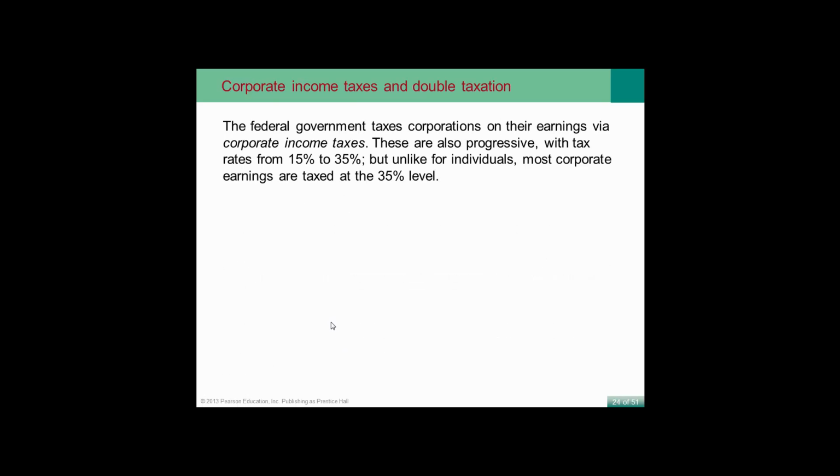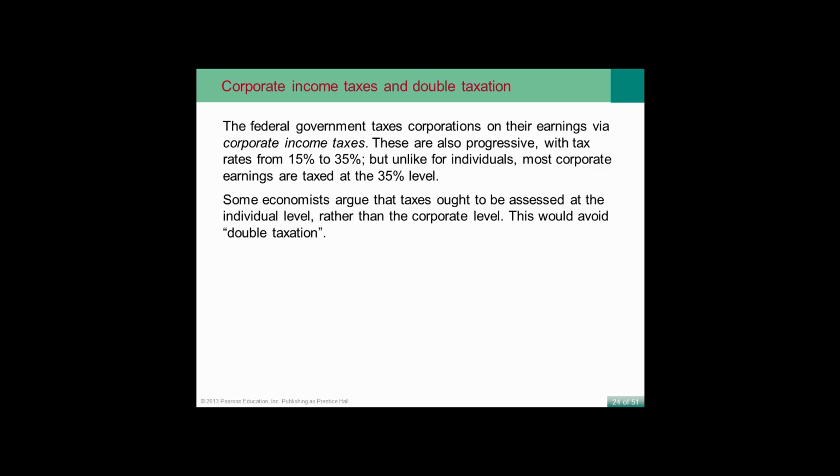The federal government taxes corporations on their earnings via corporate income tax. This is also a progressive tax with the tax rates. Actually, it's more than that now because these are quotes from 2011. The highest tax rate is 39.6% now.